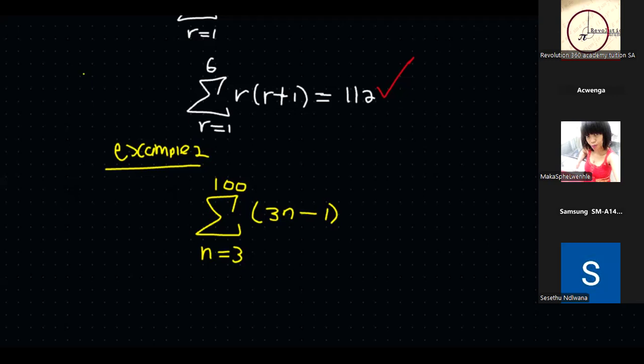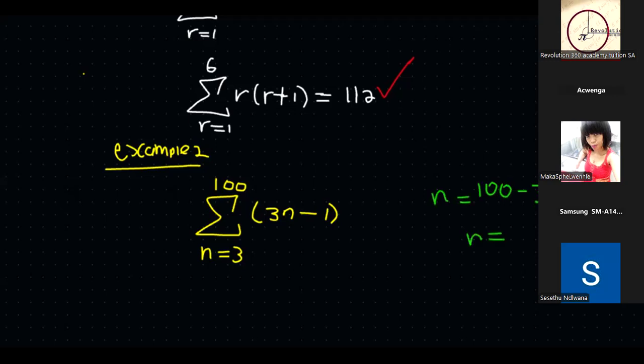So now let's determine the number of terms here. I said for you to determine the number of terms, you say the number at the top of the sigma, which is 100. You always subtract the number at the bottom of the sigma, which is 3. And then you always add 1. Then you're going to get the number of terms. So n equals 100 minus 3, that's 97, plus 1.